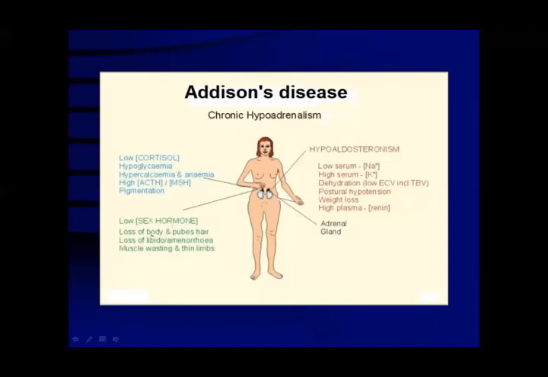sex hormones are produced, with loss of body and pubic hair, because androgens control our hair production and play a major role in your reproductive system. So loss of body and pubic hair, loss of libido. Libido means desire for sex. Amenorrhea, no menses, and muscle wasting and thin limbs.